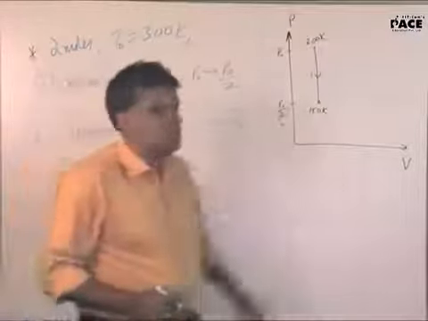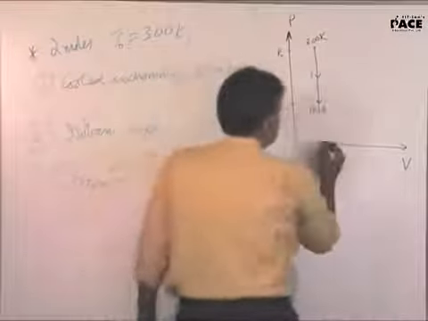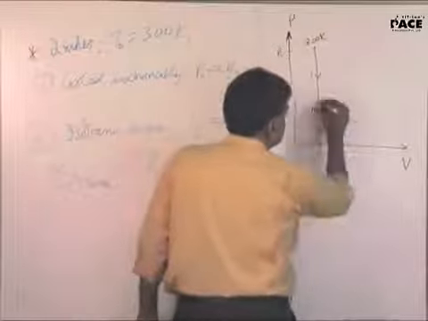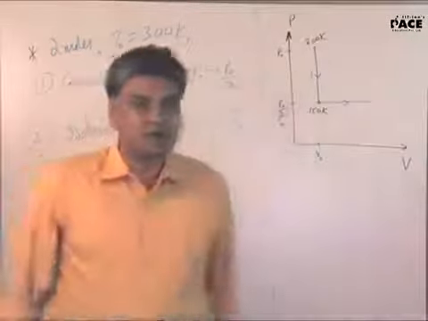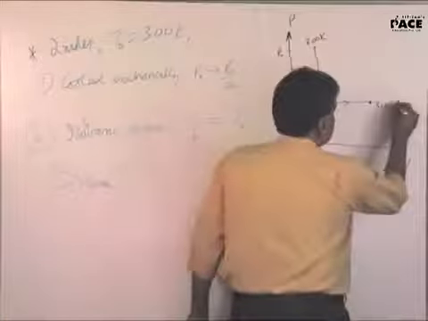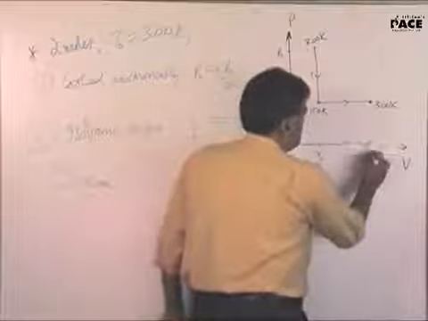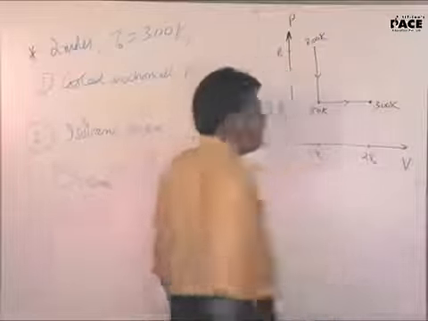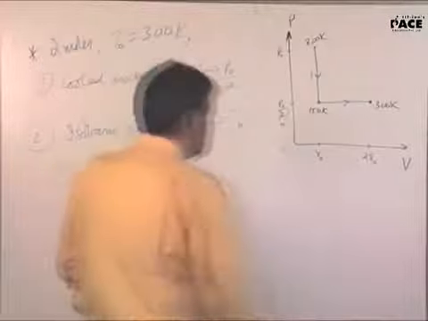Which way do I go from here? Right. And till where? Till temperature becomes equal to the original. How will I know when temperature becomes 300? When temperature becomes double, volume will also become double. 2V0, isn't it? It will be going till 2V0. Is that okay? Yes, sir.